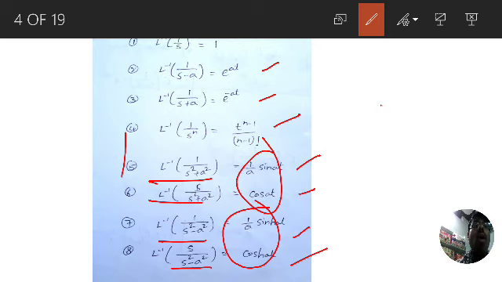So note down all. After them, let us go to the very important property, linear property of inverse Laplace transforms. So students, please note down all these 8 standard formulae of inverse Laplace transforms.